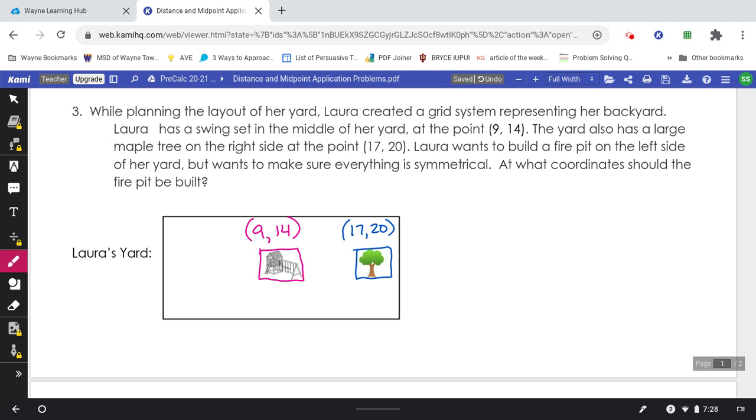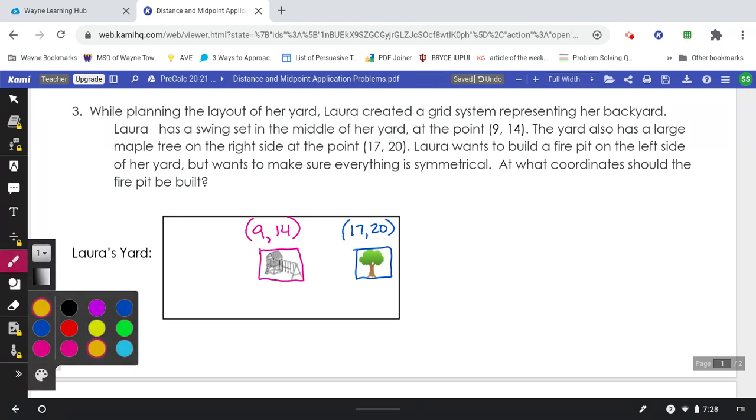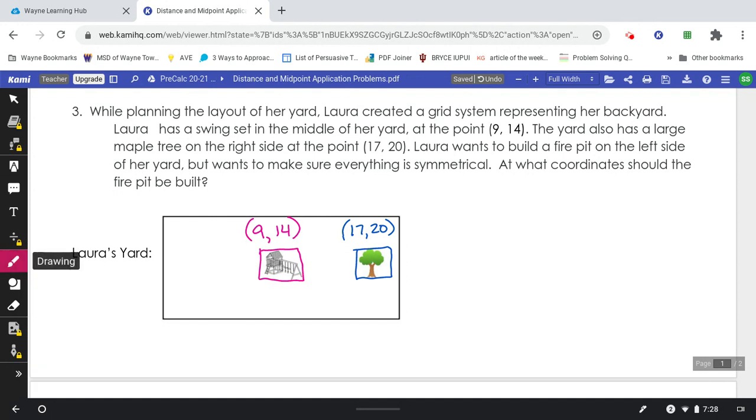Laura wants to build a fire pit. So a little fire pit over here. And she wants to build it on the left-hand side, but wants to make sure everything is symmetrical, meaning she wants to make sure the distance between the maple tree and the swing set is the same as the swing set to the fire pit. At what coordinates should the fire pit be built?